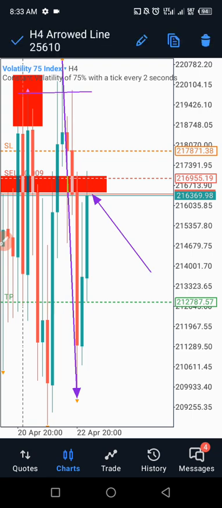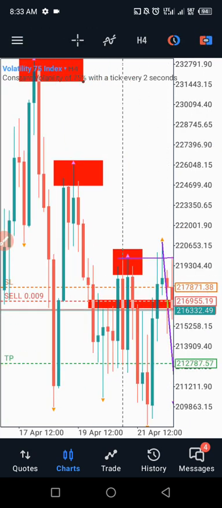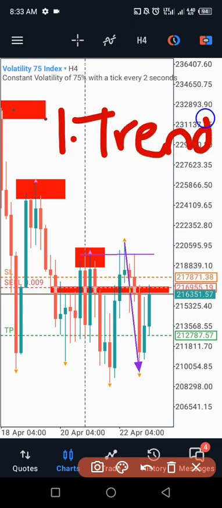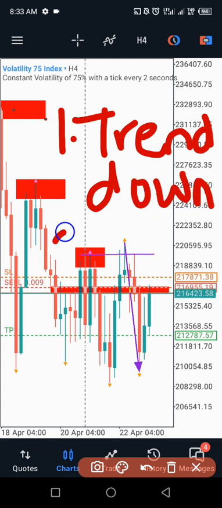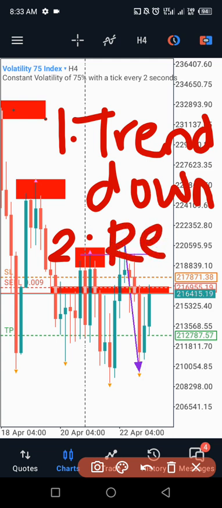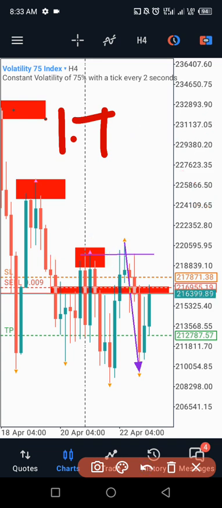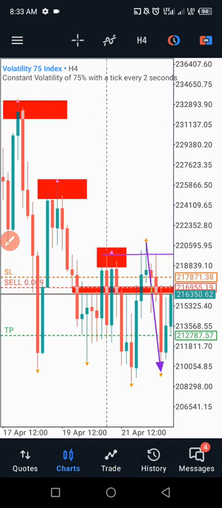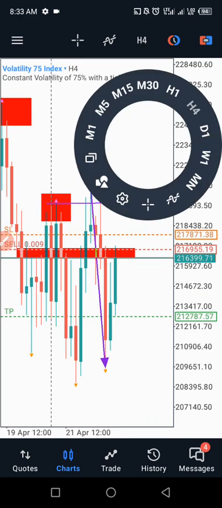So we've talked about the trend and also the key level. Remember, the trend here is a downtrend, and for the key level we have a resistance level. Now what we are going to look at lastly for our final confirmation is the chart pattern. For us to be able to identify the chart pattern, we have to go to the 5 minutes time frame.